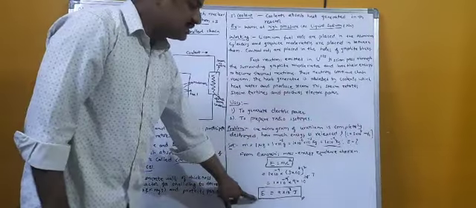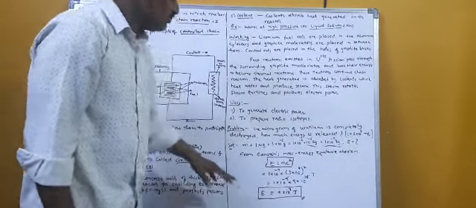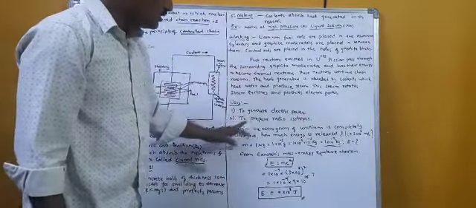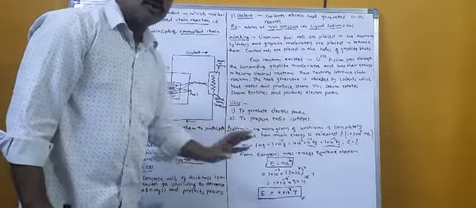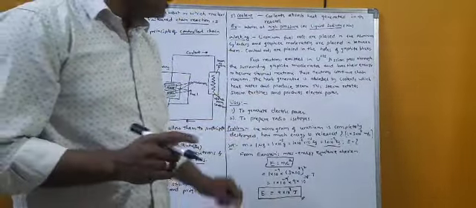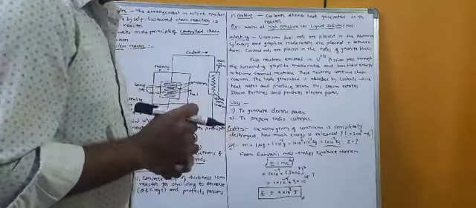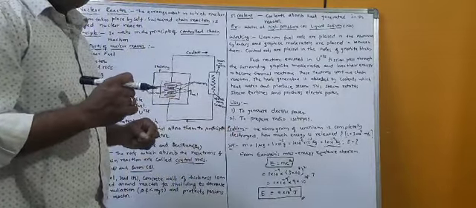Followed? Now this is the problem. The theory becomes total 6 marks, and the problem becomes 2 marks. Total 8 marks. It is an important question for the IPE examination.